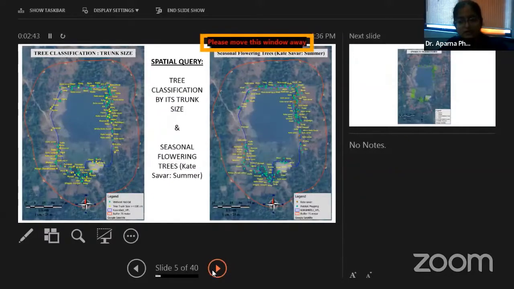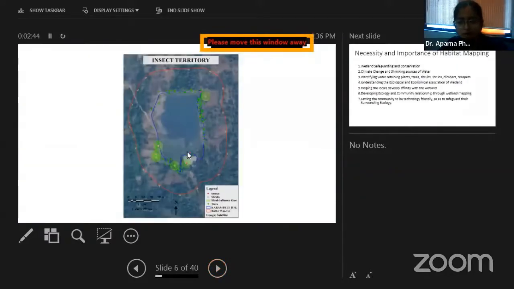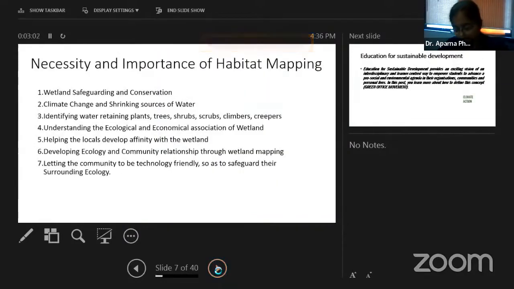On the basis of this, we also could move forward, and we could emerge with a kind of habitat mapping. So it is the insect territory. As you know, there is a definite relationship between the occurrence of flora and fauna, it's correlated. And so we could go for that. Now, taking a clue from this, and that is the importance of habitat mapping, which is very much necessary for wetland safeguarding and conservation. Of course, climate change and wetlands are very closely associated.